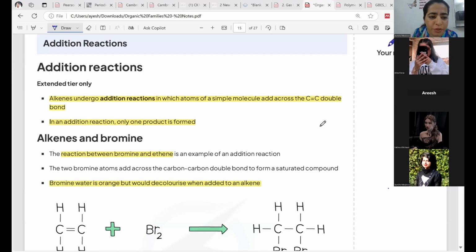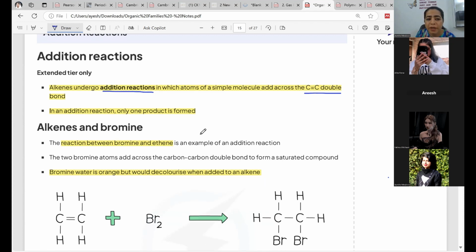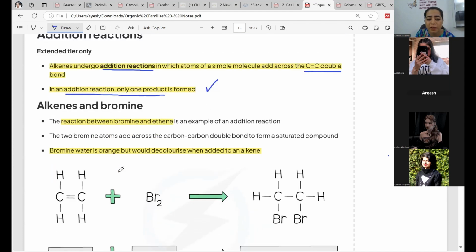Okay, so we are going to continue with some more addition reactions of alkenes. As we said, alkenes can have addition reactions, which means they can break their carbon-carbon double bond into a single bond and then add something onto it. Addition reactions produce only one product. This is a very important point. Two of the reactants can add together, and the product is going to be a single, one product in case of the addition reaction.